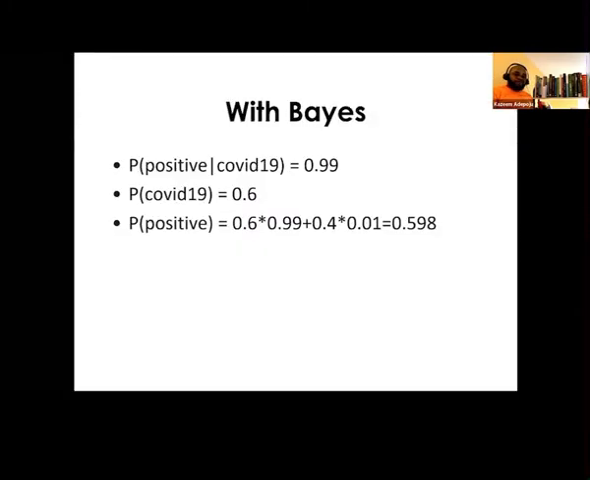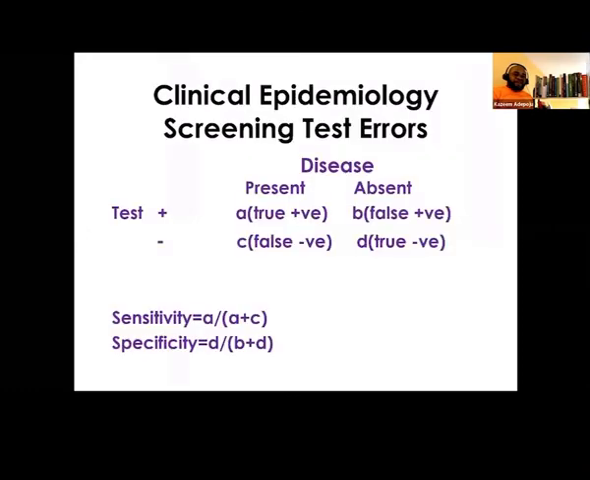Because of that, I actually want to tell you this today. In clinical epidemiology screening, we normally have errors. We've seen situations whereby some people did not have COVID and the machine says they have COVID. And we've seen situations whereby some people actually have COVID, but the machine was not able to detect them.